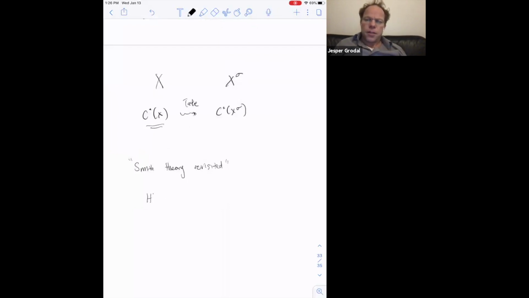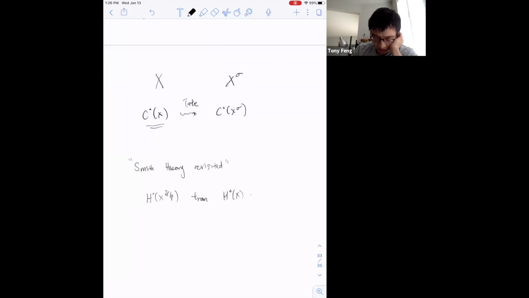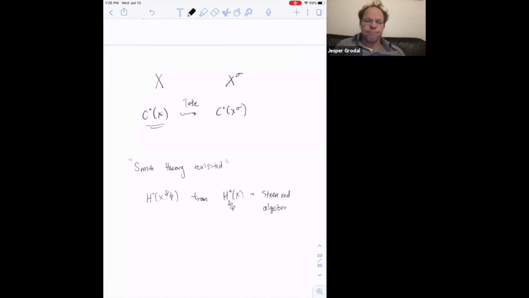So you're saying I can compute the cohomology of the fixed points from the cohomology of X plus the Steenrod action? No, the equivariant cohomology of X. Equivariant, right. So the localization theorem would tell you some sort of connection, that they were the same after inverting something, but this says that you can actually recover the left hand side from the right hand side if you also give yourself a Steenrod algebra action.